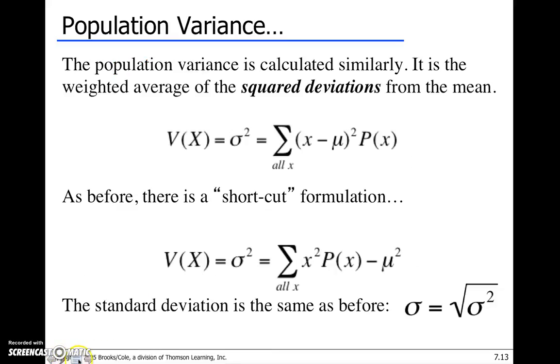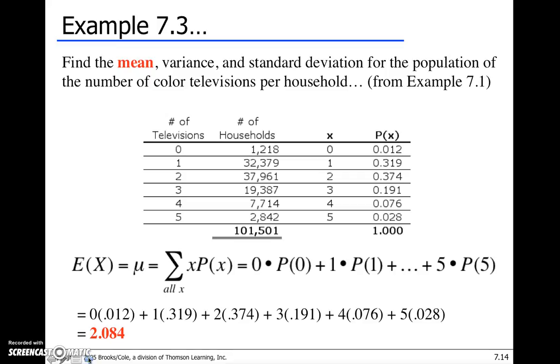Applying these to the formula would give you this. This is x, p of x. For example, it would be, as shown here, the sum of x p of x is equal to 0 times p of 0, right down to 5 times p of 5. That gives you 2.084, as shown.